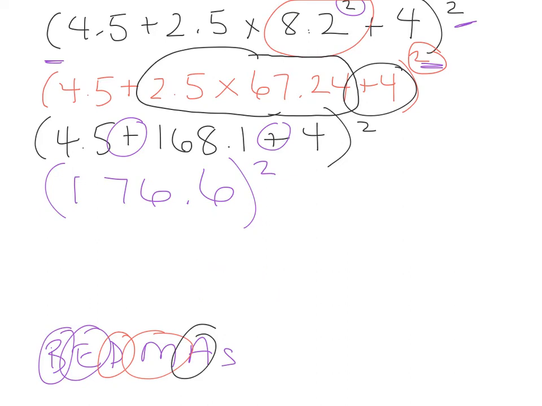Which ends up being 176.6 times 176.6, which gives us this big number here. Okay, I know there's a lot of steps, and I know it can seem confusing, and you really have to pay close attention to the BEDMAS order. I'll go over one more example with you.